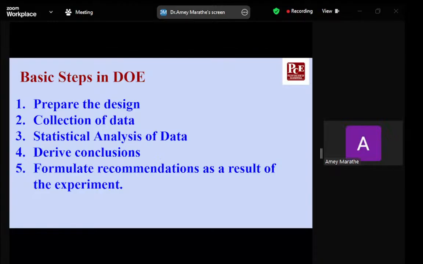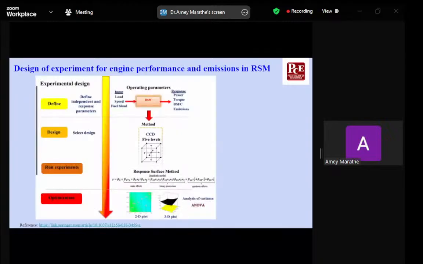These are the typical five steps which we follow in designing an experiment. First we will design it, we will collect the data, we will analyze the data, from the data we will derive some conclusions, and then we will formulate some recommendations as the result of the experiments, again to improve the process, to optimize the process, and to see the effect of one variable on another. Now let me take one simple example of engine performance and emission.